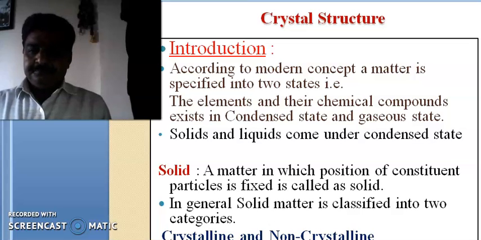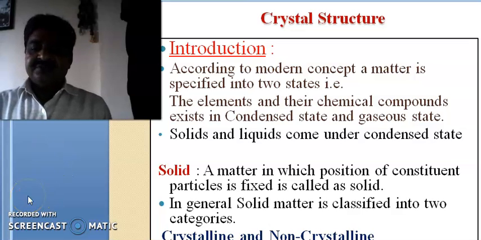Now, what is a solid? In a simple way we can define a solid. A solid substance is nothing but a matter which has a definite shape and volume. I mean, a matter in which the position of the constituent particles is fixed is called a solid.